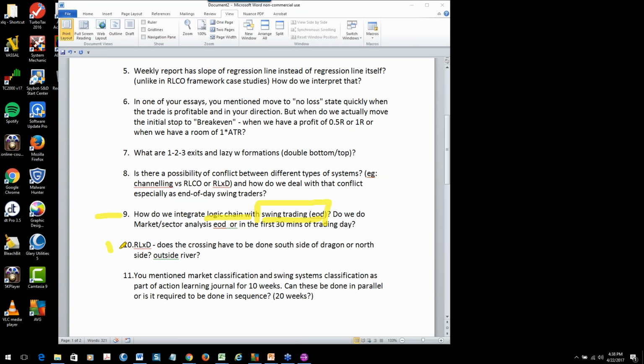Number 10, the RLXD. Does crossing have to be done south side of the dragon or north side or outside of the river? All right, so this is a technical question about the RLXD inside the framework.